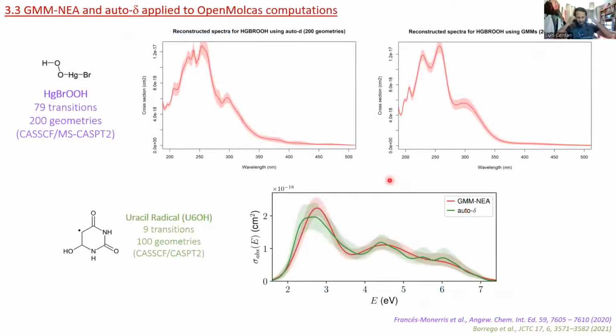Okay, so these previous examples were based on TDDFT, and here I show you some examples of reconstructions done with OpenMOLCAS calculations that we have performed in the past. In particular, we have a mercury compound, which is of interest in atmospheric chemistry, and as well the uracil radical. You can see in both cases that the reconstructions with GMM are smoother than those of Autodelta, and that's good. That means it's a better reconstruction. I would like to highlight that for uracil, with just 100 geometries, we are already obtaining a very nice looking absorption spectrum overall with GMM-NEA.